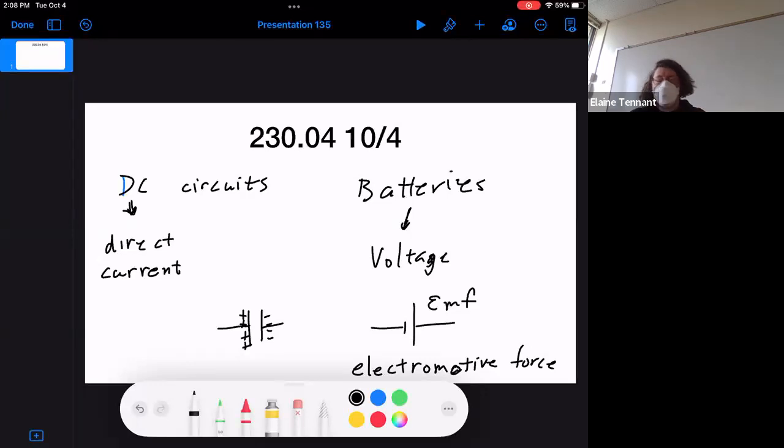EMF, electromotive force, where we talk about the electromotive force as the chemical force that will push electrons through a circuit. A lot of people like to talk about batteries in terms of a pump. Like a water pump pumps water from one place to another, you can think of a battery as something that pumps charge from one place to another, just the same way that you would push water through a pipe.